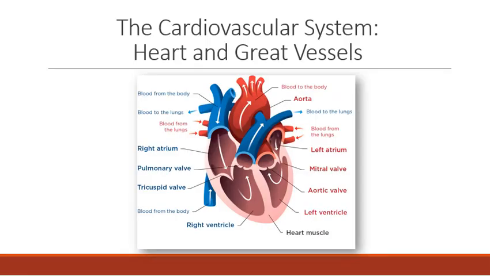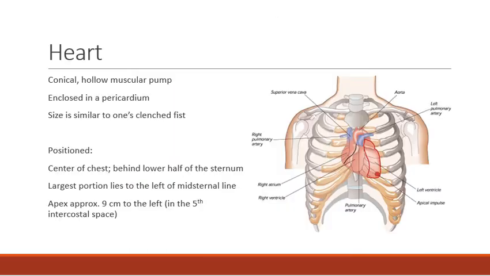Okay, let's take a look at the heart now and some of the great vessels. The heart is a conical, hollow muscular pump enclosed in a pericardium. Its size is similar to one's clenched fist. It is positioned in the center of the chest behind the lower half of the sternum. The largest portion lies to the left of the mid-sternal line. The apex is approximately 9 centimeters to the left in the fifth intercostal space.